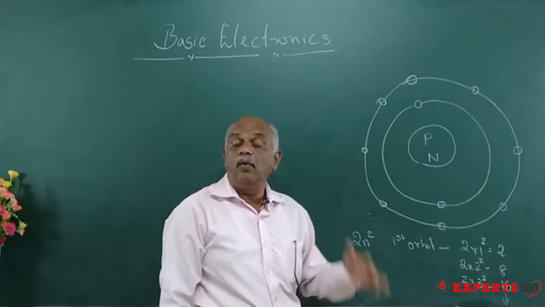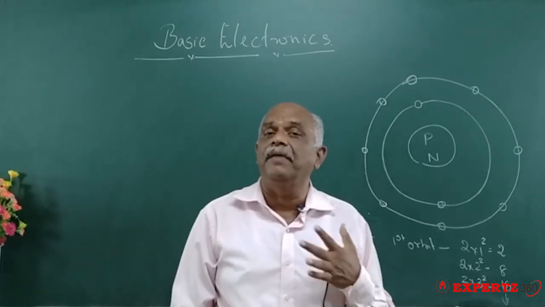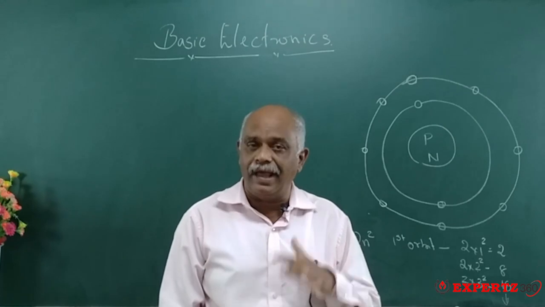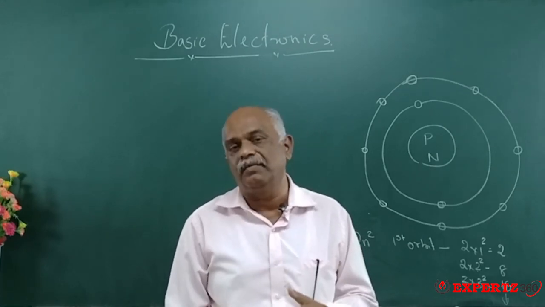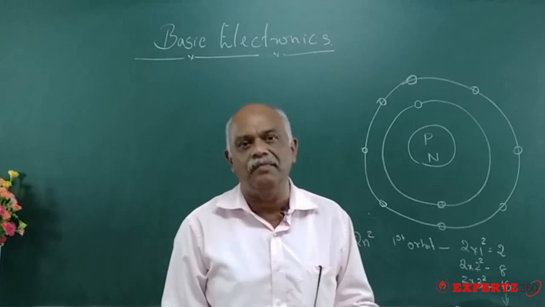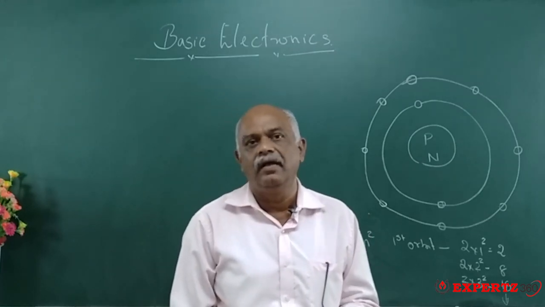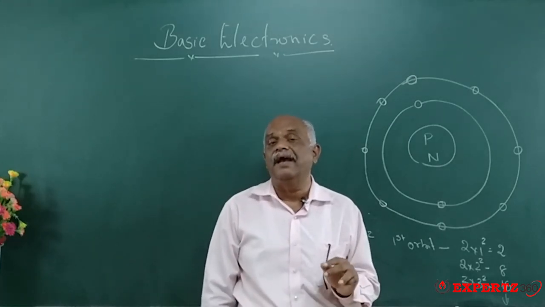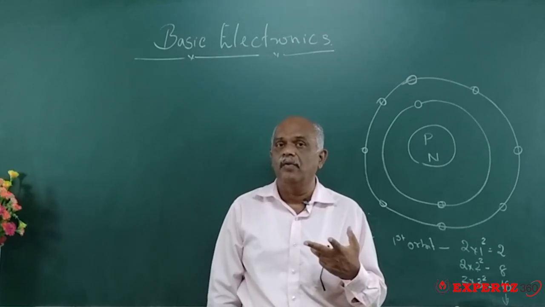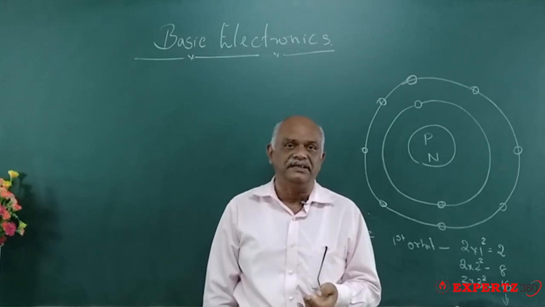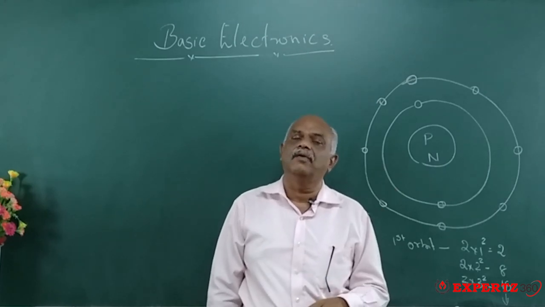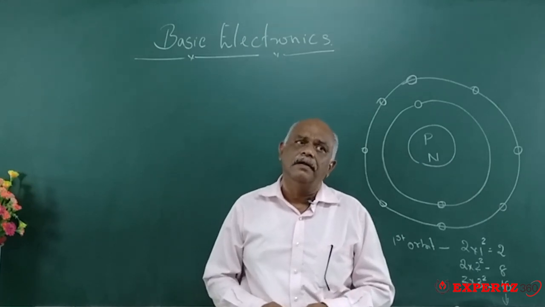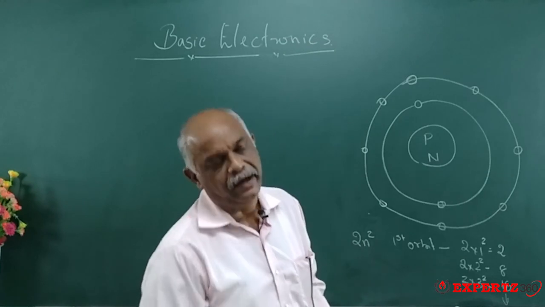But the outermost orbit can consist of a maximum of 8 electrons. And if the outermost orbit has 8 electrons or 2 electrons, it is called a stable state or inert gas configuration. Helium is the only element which has 2 electrons in the outermost orbit and has attained inert gas configuration. All other inert gases have 8 electrons in the outermost orbit. These are the things which you study in chemistry. In physics also you need it when you study atomic physics.